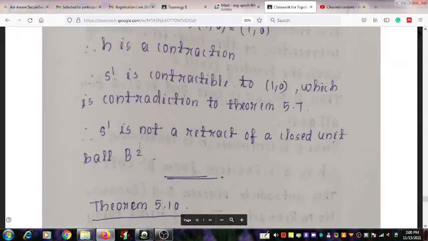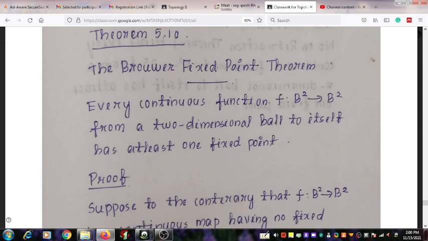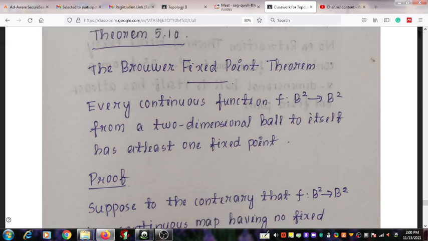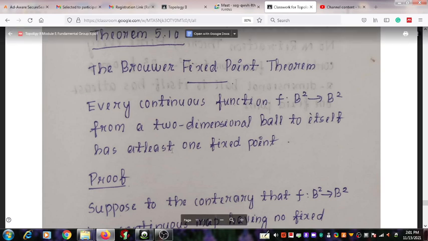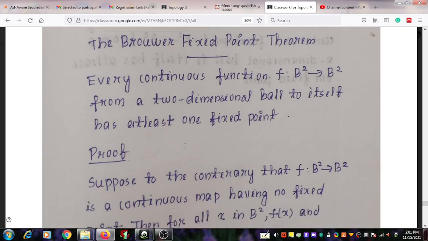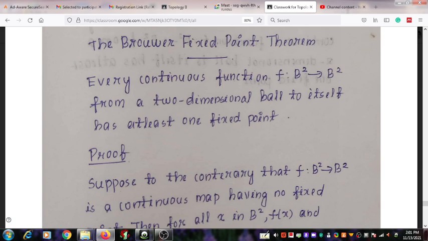Next, using this theorem we can prove the Brouwer fixed point theorem. It states that every continuous function f from B2 to B2, where B2 is the two-dimensional ball, has at least one fixed point. So there must be at least one fixed point for every continuous function defined from B2 to B2.